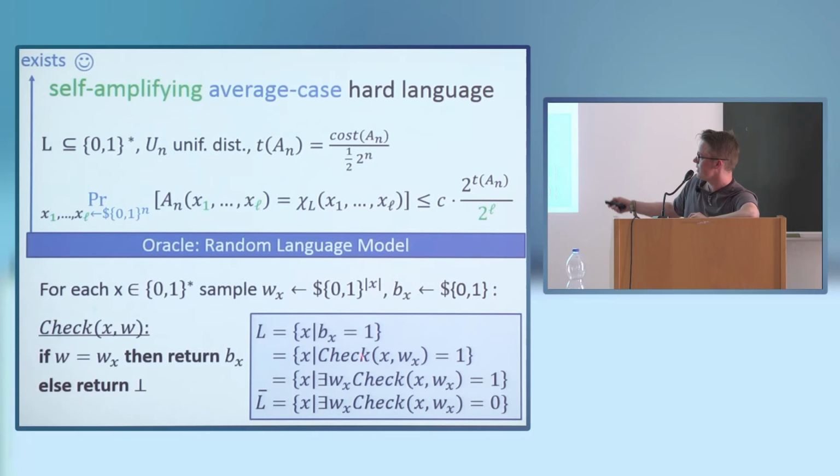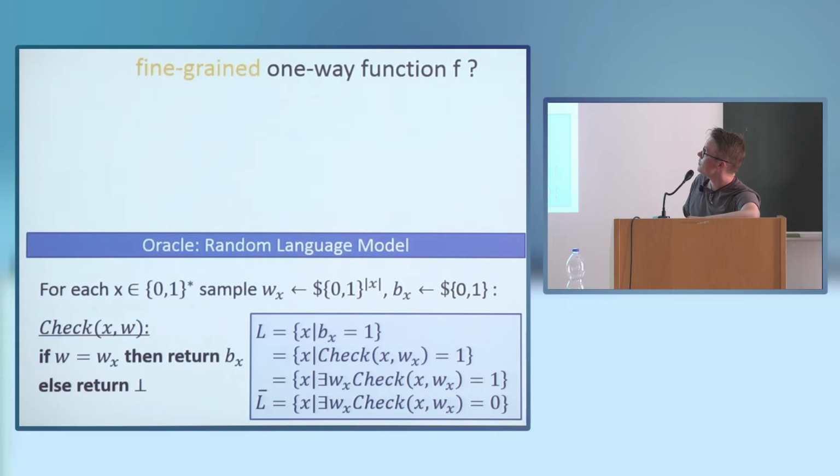So the language is all x such that bx is 1. We can use this NP formulation, and this is the complement of the language. By the design of this random language oracle, you need to make the witness queries for each x separately, and therefore this random language is self-amplifying. Okay, so far so good.